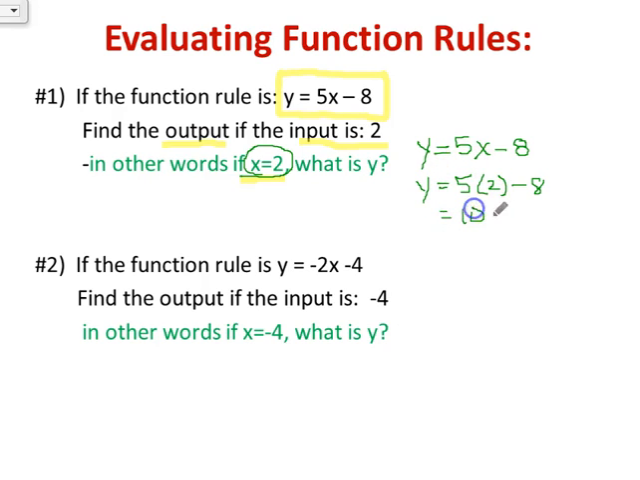5 times 2 is 10. 10 minus 8. Remember, this is what y is going to equal. So y is going to equal 10 minus 8, which is 2. Y would equal 2. Our output is 2.